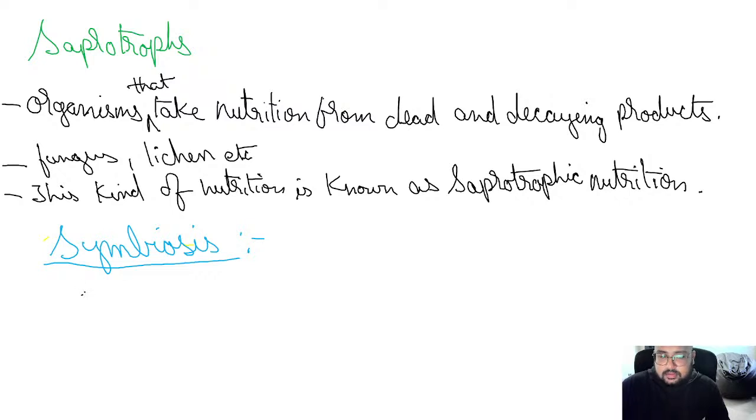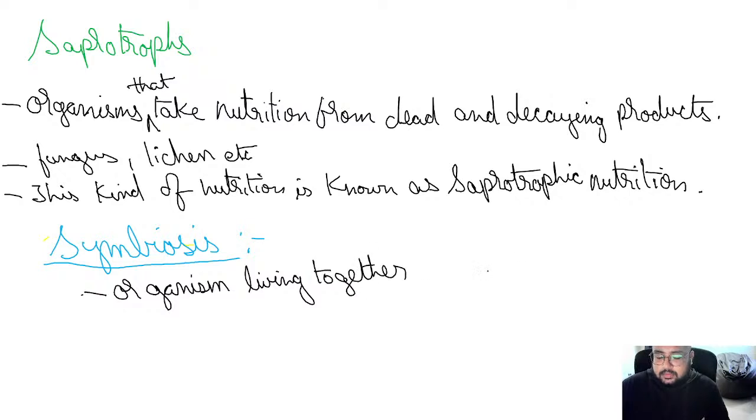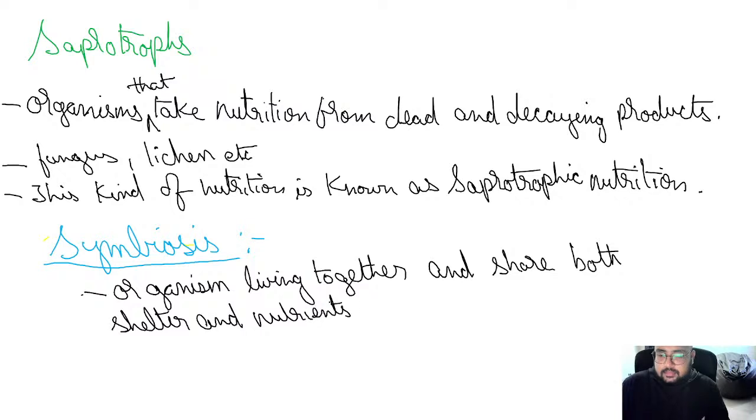Okay, so symbiosis is organisms living together and sharing both shelter and nutrients. This kind of mutual understanding between two organisms is known as symbiosis. Okay, so this is how it works.